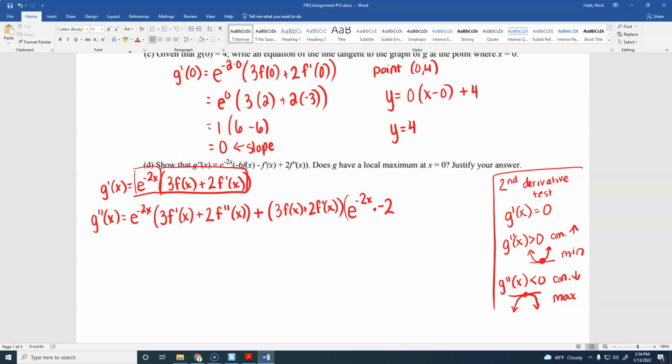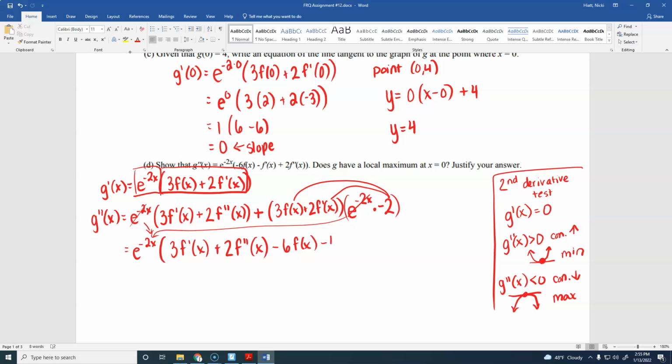These two are multiplied, so you don't have to, but you could put those there. You've got this e to the negative 2x with both of these terms, so you could just pull it out front. And so that's going to give you 3f prime of x plus 2f double prime of x. And then we pulled this out front here. But we still have this negative 2 that has to be distributed here. So we're going to get minus 6f of x minus 4f prime of x.